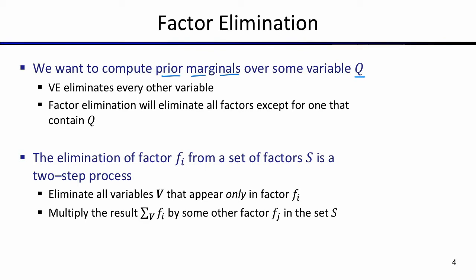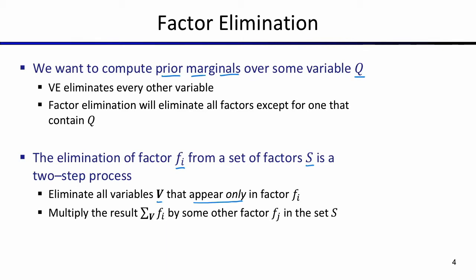And the elimination of one factor is going to be a two-step process. So let's suppose that we want to eliminate the factor Fi from a set of factors S. What we're going to do is take the variables that only appear in Fi, and we call this set of variables V. And that's going to be very similar to what we do in variable elimination. We eliminate one variable when we have multiplied all the factors that mention that variable. In this case, we see that the variables in V only appear in factor Fi. And as we are going to eliminate this factor, we can also eliminate those variables.